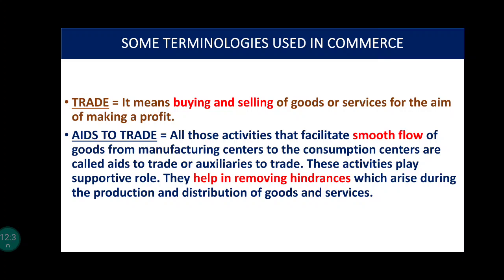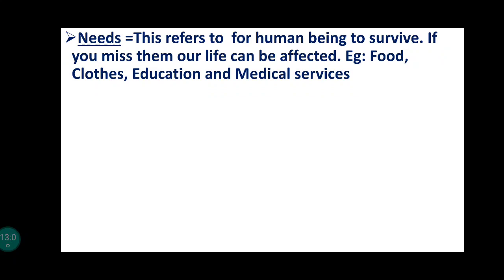These activities may be broadly classified into two groups: those related to the actual buying and selling of goods, and those that assist in the buying and selling of goods. The former type of activities are called trade and the latter aids to trade. So trade and aids to trade together constitute the subject matter of commerce. The subject matter of commerce means the areas covered in commerce. So commerce deals with trade and aids to trade. Students, we are going to see trade and aids to trade in detail in the coming videos.